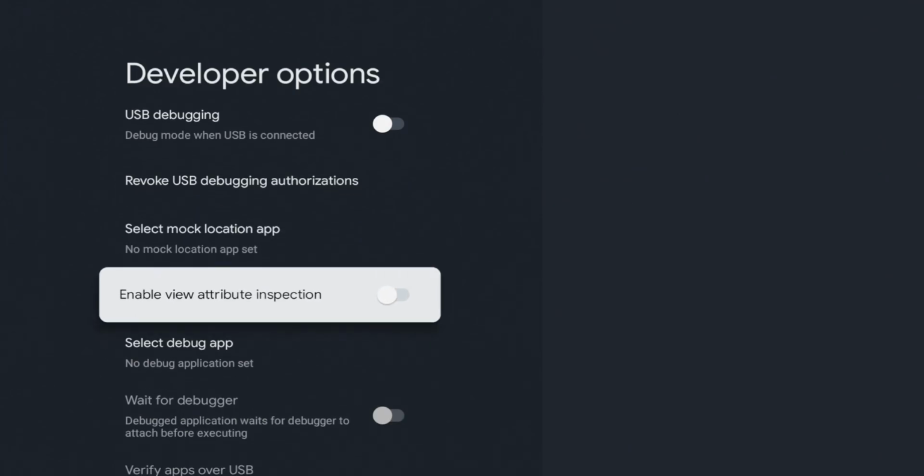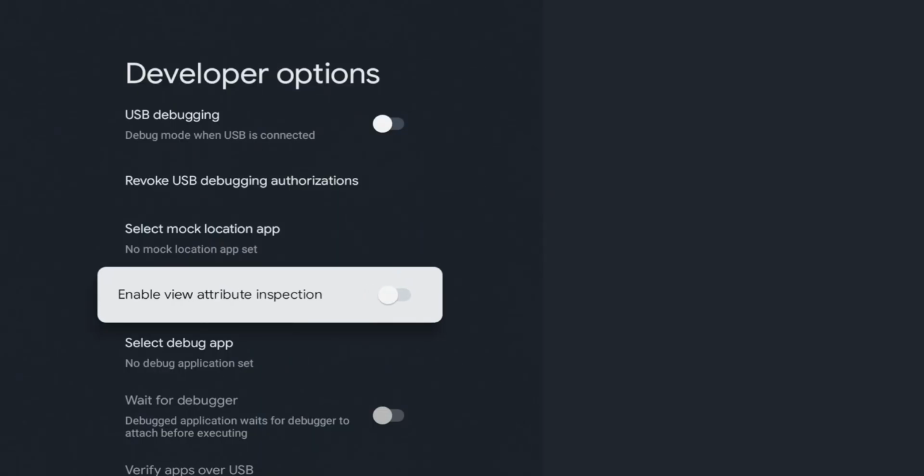Next one is going to be Enable View Attribute Inspection. So we're going to click that on. You can see it did do something, but no telling what it did. So this allows you to inspect views in applications using the Layout Inspector in Android Studio, which can come in handy for some developer apps.